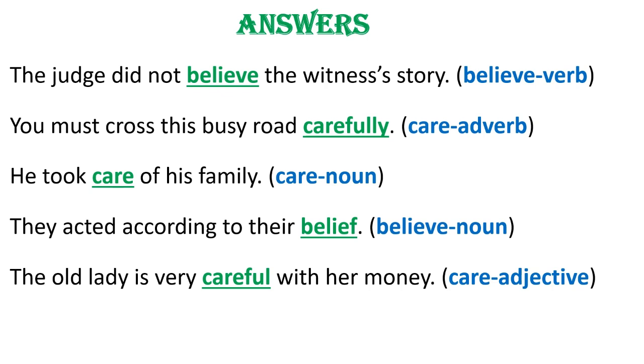You must cross this road carefully. Care, verb; adverb form is carefully. So you must cross this busy road carefully. That is the correct answer. Then care, verb, also care is noun. So when it says care noun, you have to use that. He took care of his family. Took is the verb here. Care is the object. So it is a noun and we have the form: he took care.